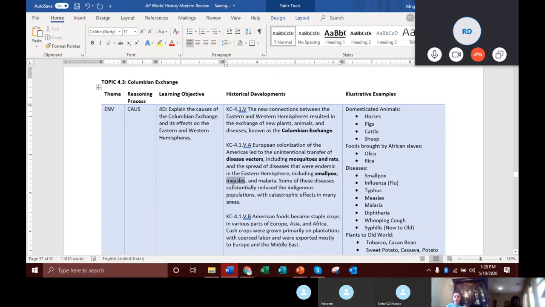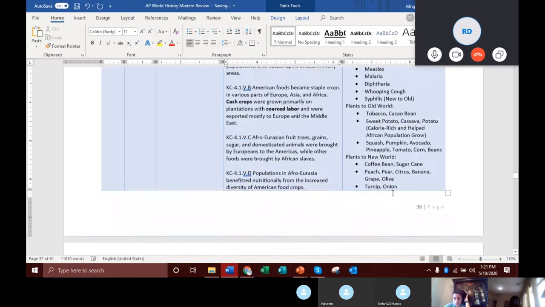We have measles, we have malaria, and they're spread with some of these animals, using mosquitoes and rats. We have certain crops and cash crops. Cash crops became a bigger deal because that shows how we eventually led to slavery and the Civil War and that kind of thing, and how we had these Atlantic revolutions. So these are important. You could actually use this as contextualization, I think, if you're going to talk about slavery.